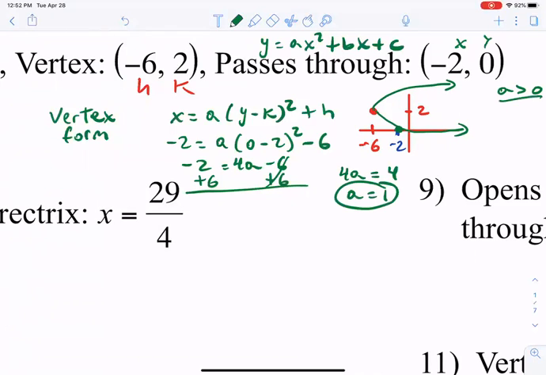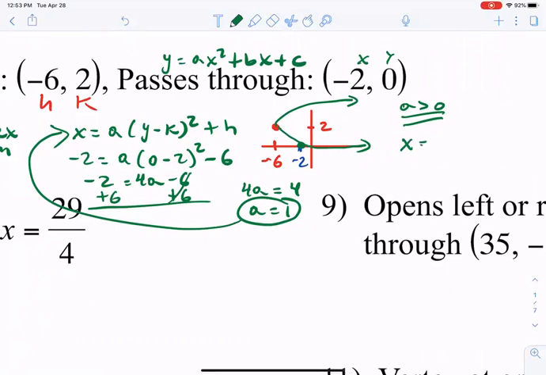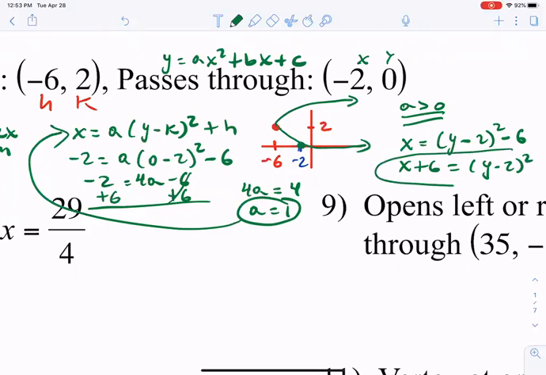As we stated before, a is greater than 0. Indeed, 1 is greater than 0. It's positive. It's opening to the right. So now what I need to do is plug this value of a in my vertex form, and then write it in transformational form. So x equals 1, and 1 times anything is the same thing. So 1 is y, so y minus k, we said that was 2 squared, and h is -6. So if we add 6 to both sides, we get this equation. So this is our answer for this problem.